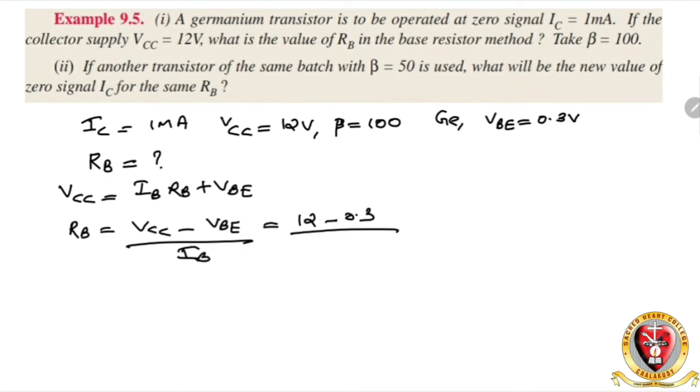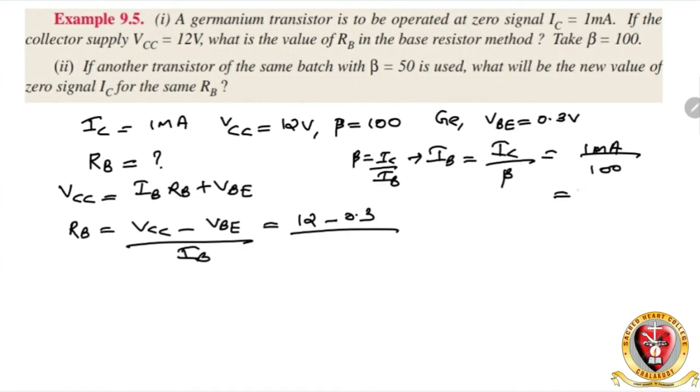So we have to find IB. We know that beta is equal to IC by IB. So IB is equal to IC by beta. So IC is 1 milliampere divided by beta, which is 100. So that is 0.01 milliampere. So IB is 0.01 milliampere. So RB is equal to 1170 kilo ohm. So this is the value of RB.